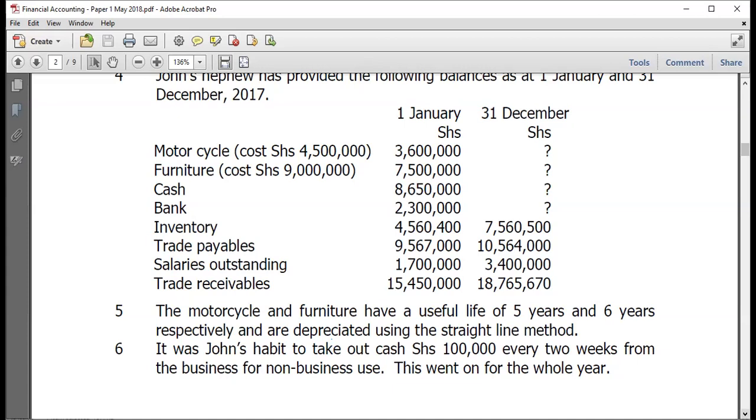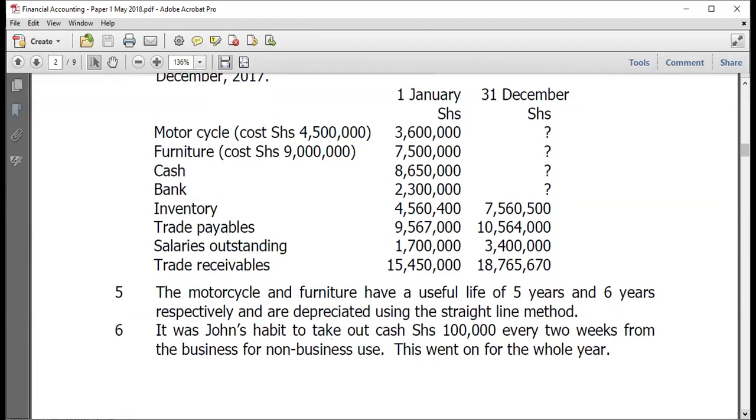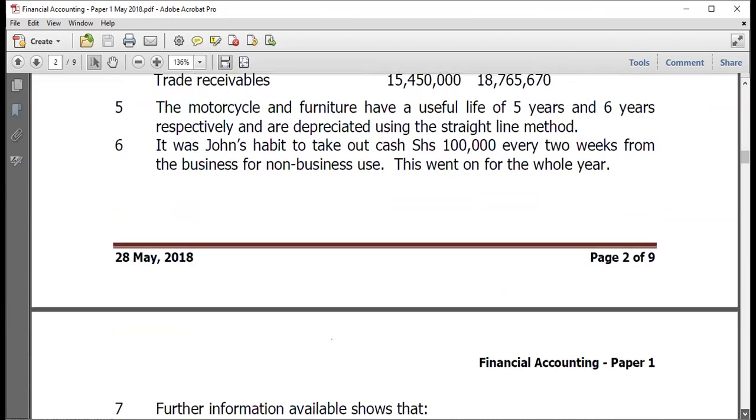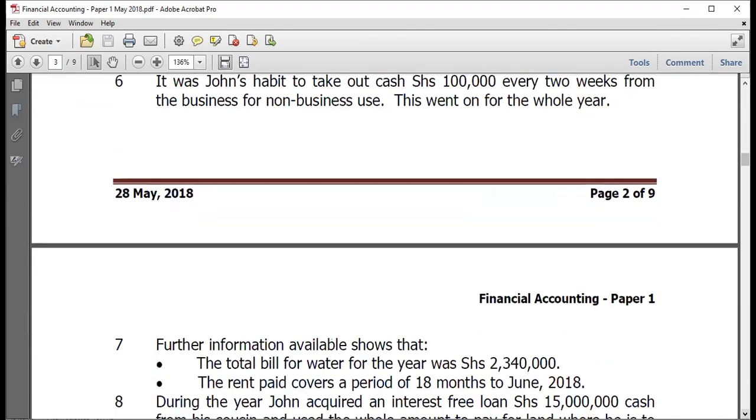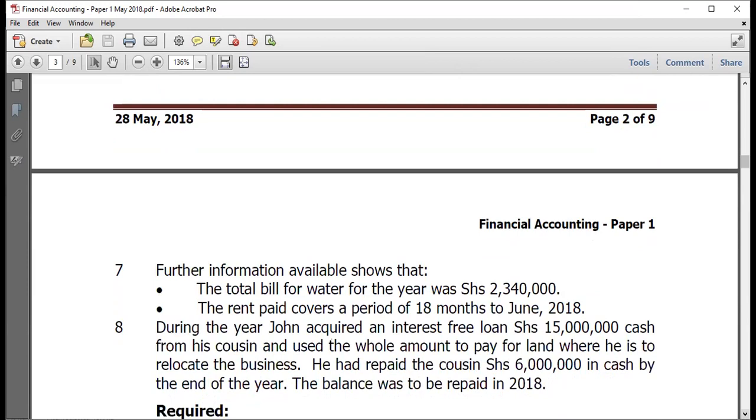They are saying that it was John's habit to cash out 100,000 every 2 weeks from the business for nanny business use, okay? And they're telling us that this went on for the whole year, okay? So we go down. We know very well that that statement means that there is a drawing somewhere.